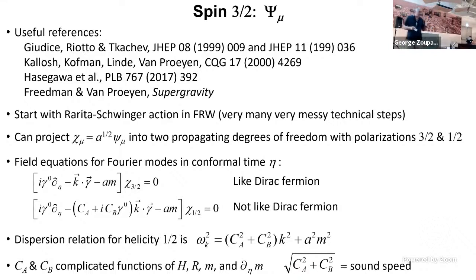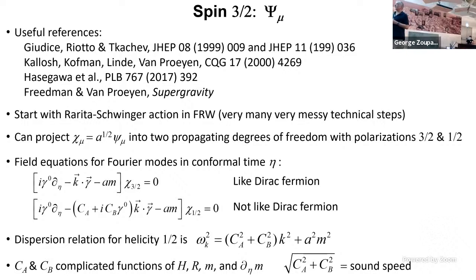So now I want to talk about Rarita-Schwinger, or the gravitino, in FRW. There are some usual references in 1999, 2000 or so. Giudice, Riotto, and Tkachev wrote a paper calculating gravitational production of gravitinos within a simple model at that time, as did Kallosh, Kofman, Linde, and Van Proeyen. And other people have looked at this, Hasegawa et al. And the textbook I use to follow is Supergravity by Freedman and Van Proeyen.